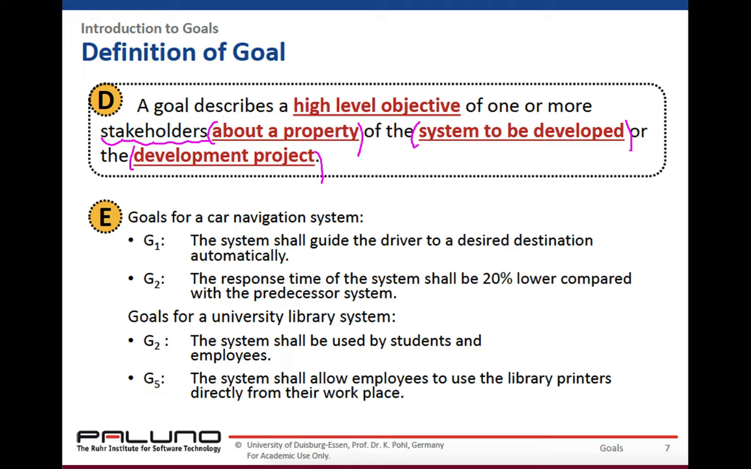The example shown in the slide is for a car navigation system. We identify the goal by having an ID, for example in this case G1, to describe further that the system shall guide the driver to a desired destination automatically, and so on. Another example is for a university library system. We have here G2, specified as the system shall be used by the students and the employees. So this is basically the objective of the system, the features that should be provided by the system to its user. Bear in mind that a goal can be written in text and also modeled using a diagram.